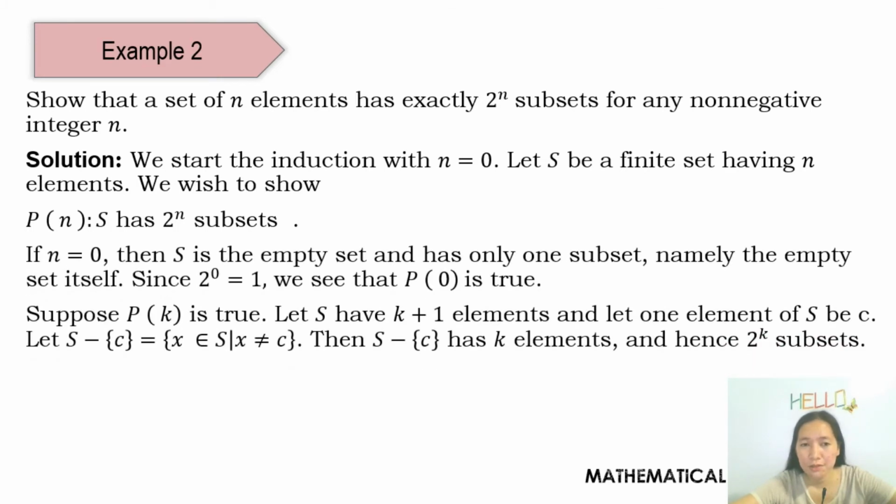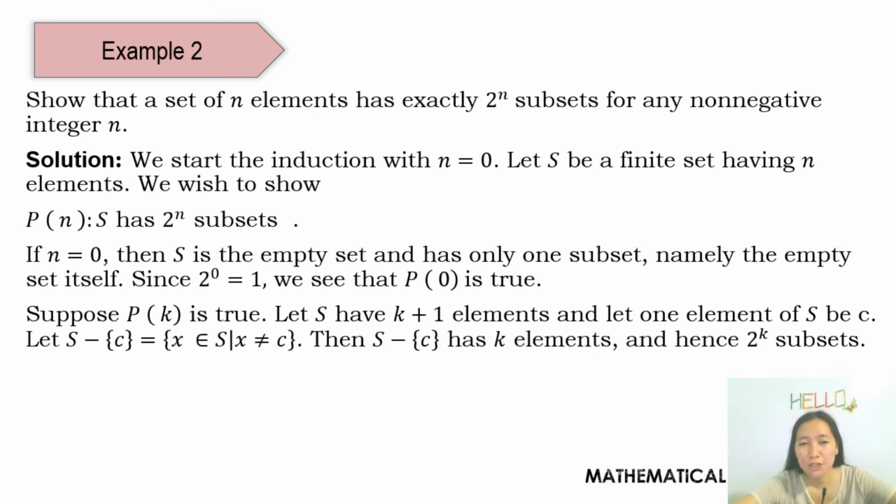If n is equal to 0, then S is the empty set and has only one subset, namely the empty set itself. Since 2 raised to 0 is equal to 1, we see that P of 0 is true.